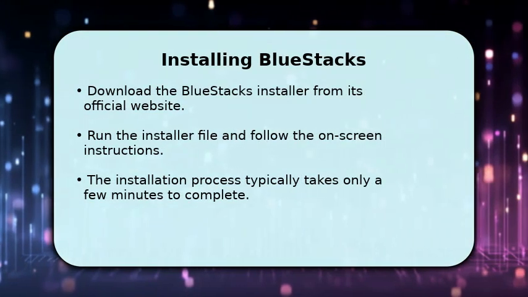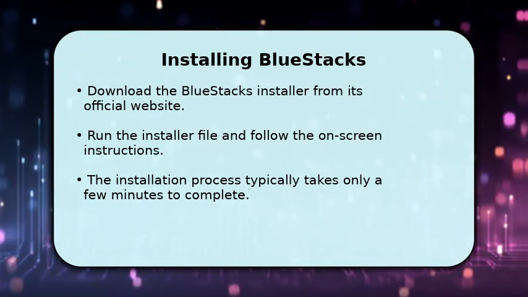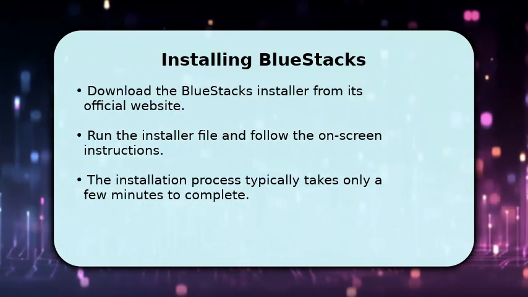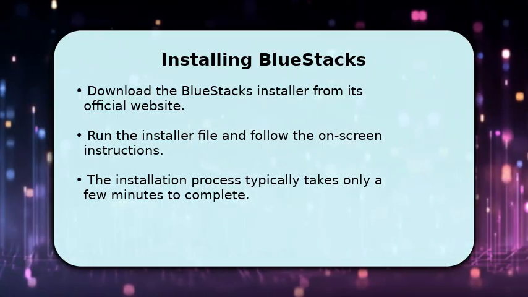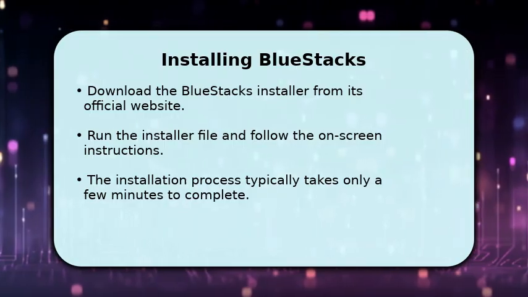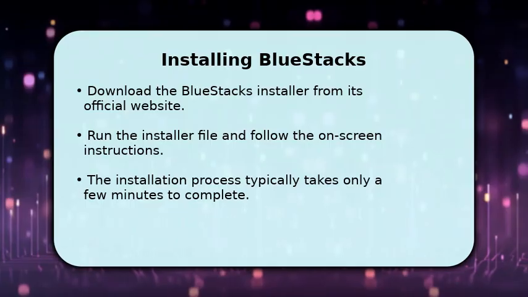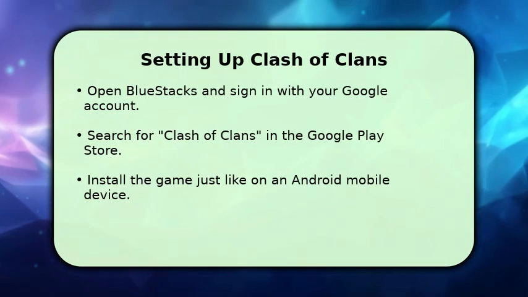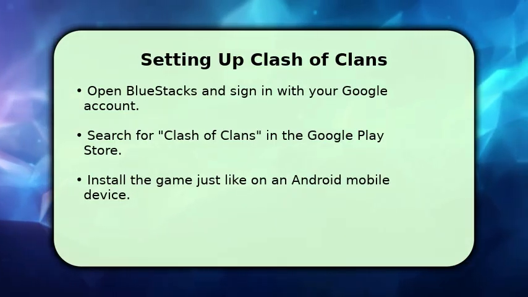Getting BlueStacks onto your computer is a straightforward process. First, you'll want to visit the official BlueStacks website to download the installer file. Once the download is complete, simply run the executable file. Follow the clear, on-screen prompts to guide you through the installation. This entire setup usually takes just a few minutes, depending on your system's speed, and prepares your laptop for mobile gaming.